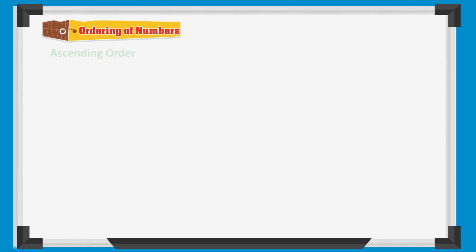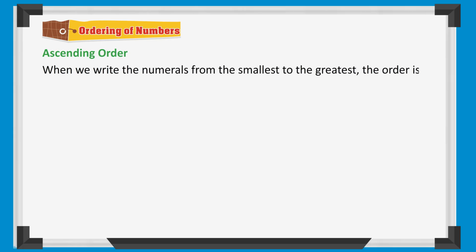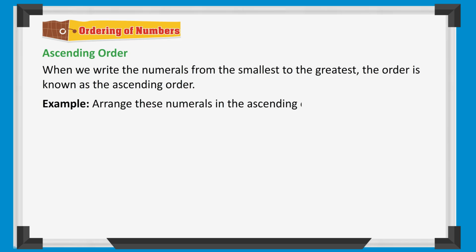Ordering of numbers, ascending order. When we write the numerals from the smallest to the greatest, the order is known as the ascending order. Example: arrange these numerals in the ascending order.